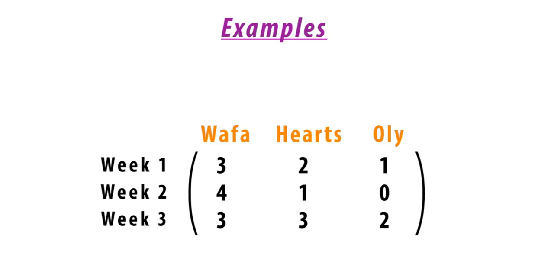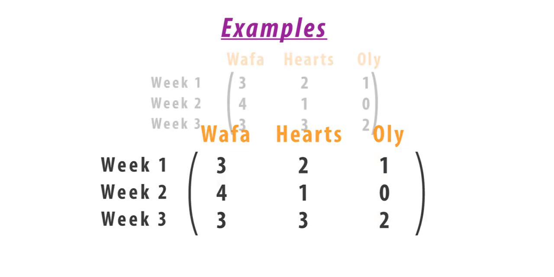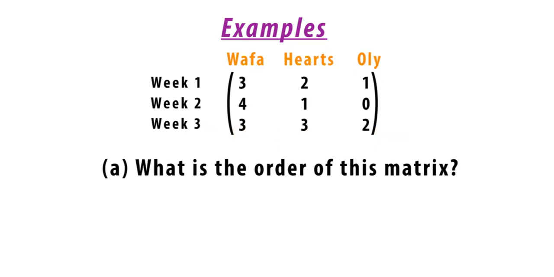This matrix has 3 rows and 3 columns. The rows are 3, 2, 1; 4, 1, 0; and then 3, 3, 2. And the columns are 3, 4, 3; 2, 1, 3; and 1, 0, 2. Good. So now A, what is the order of this matrix? The order is 3 by 3. It has 3 rows and 3 columns.